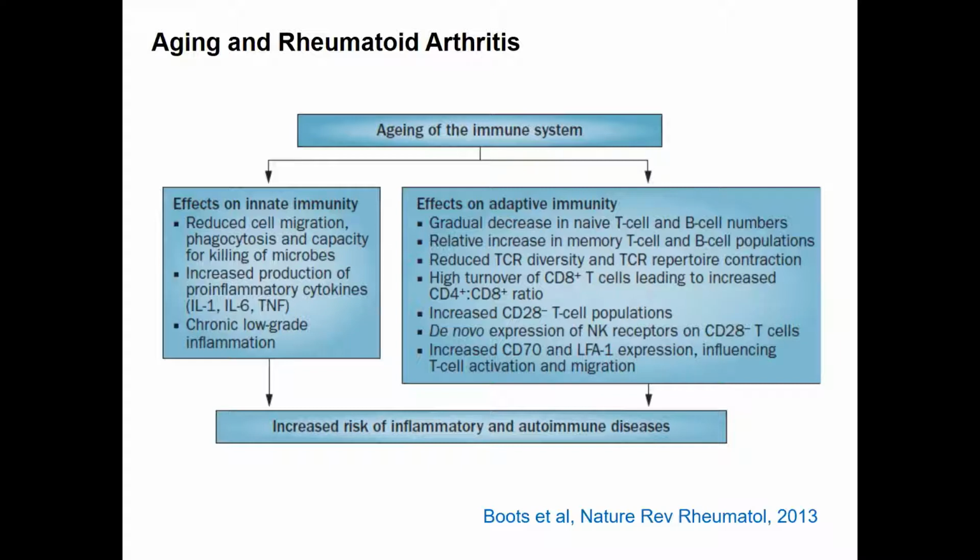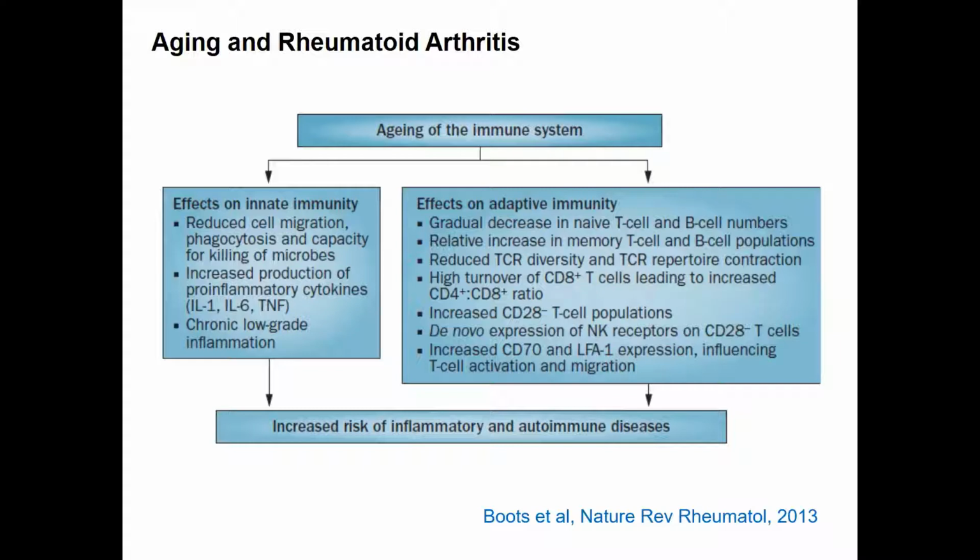Innate immune responses, things like cell migration, phagocytosis, the ability to kill microbes, are not really closely related to RA, but they do go down in older age, and that's one reason why older adults get more infections. There's an increased production of some of the inflammatory mediators. We talked about IL-6 as being one of the major ones. So there seem to be more of these cytokines made at higher levels in older adults.